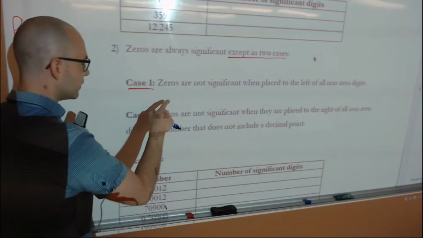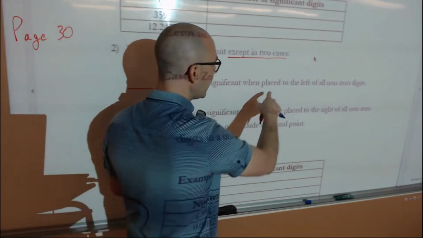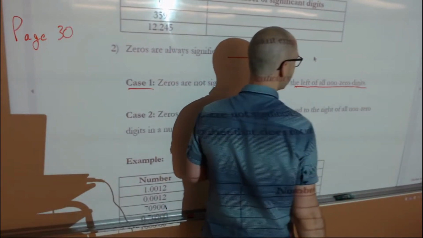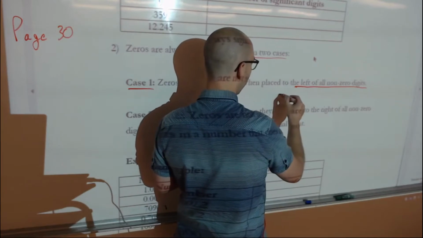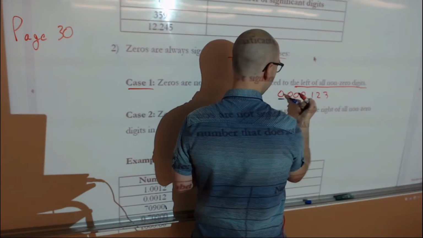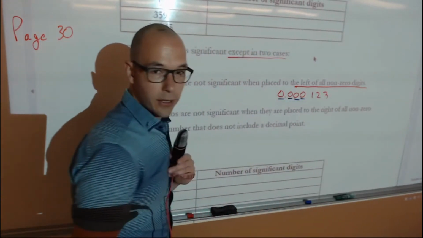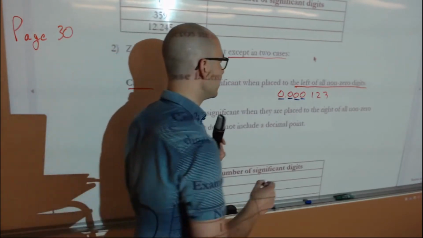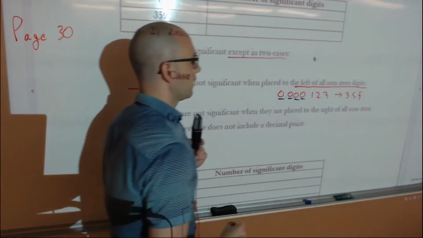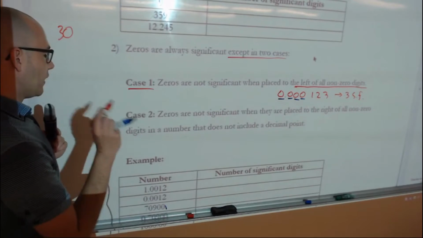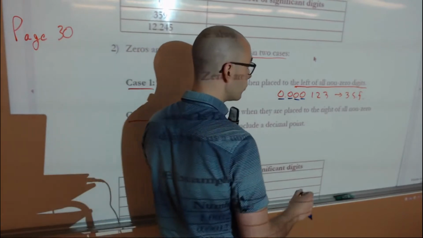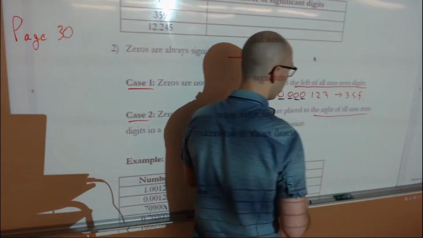So the first case is when zeros are placed to the left of all non-zero digits, like a number like 0.000123. These zeros are all not significant. So that means that this number here has 3 sig figs. So only 3.